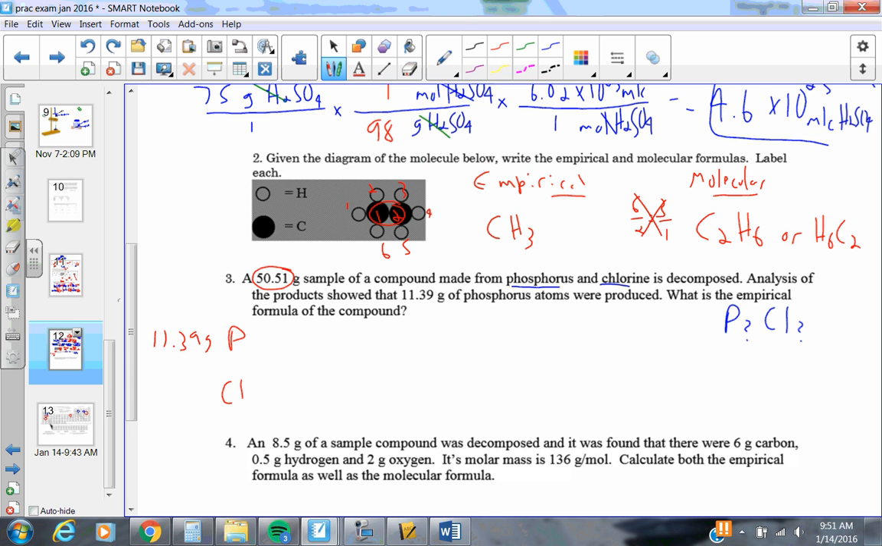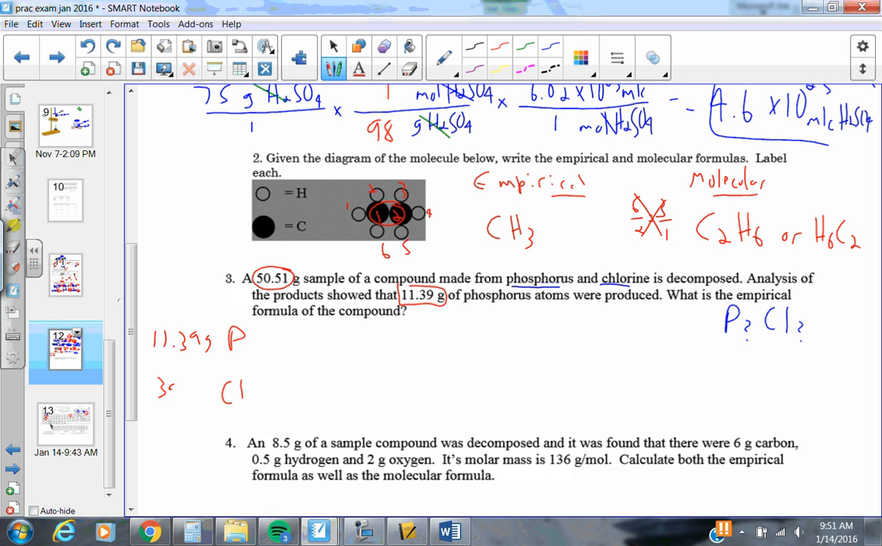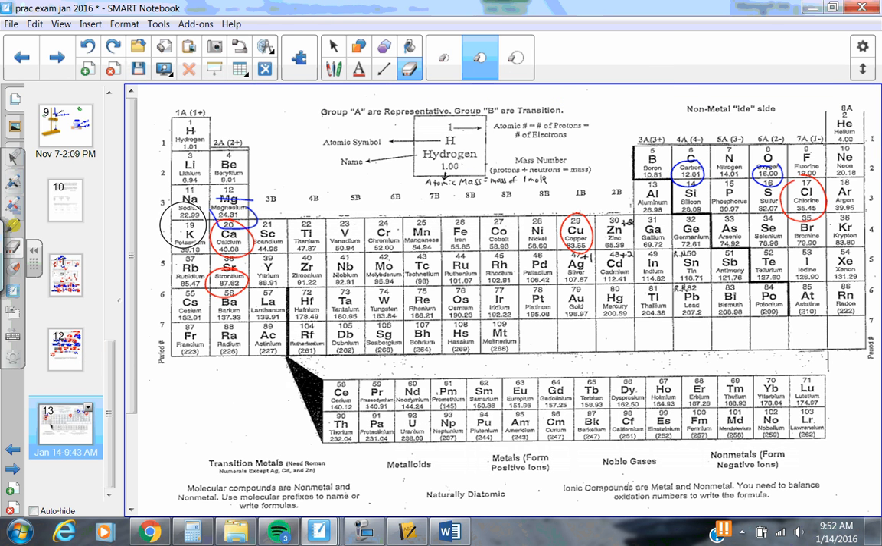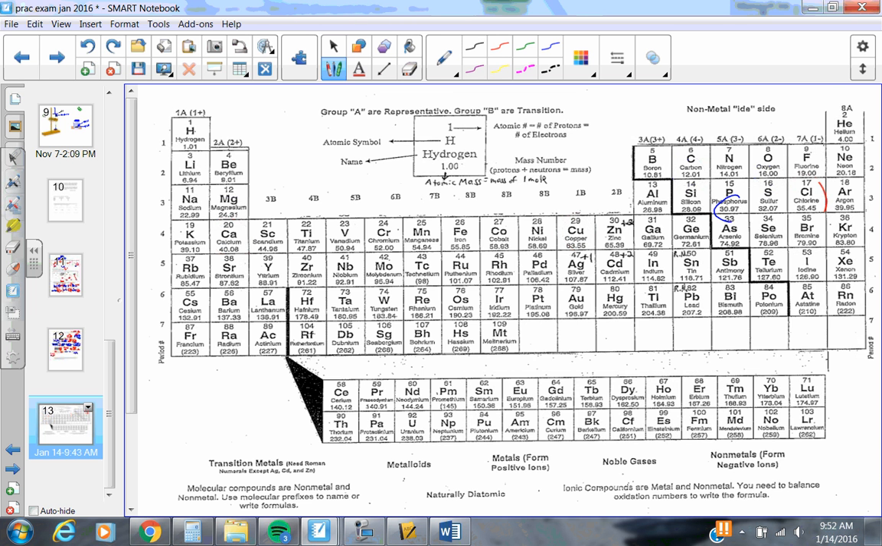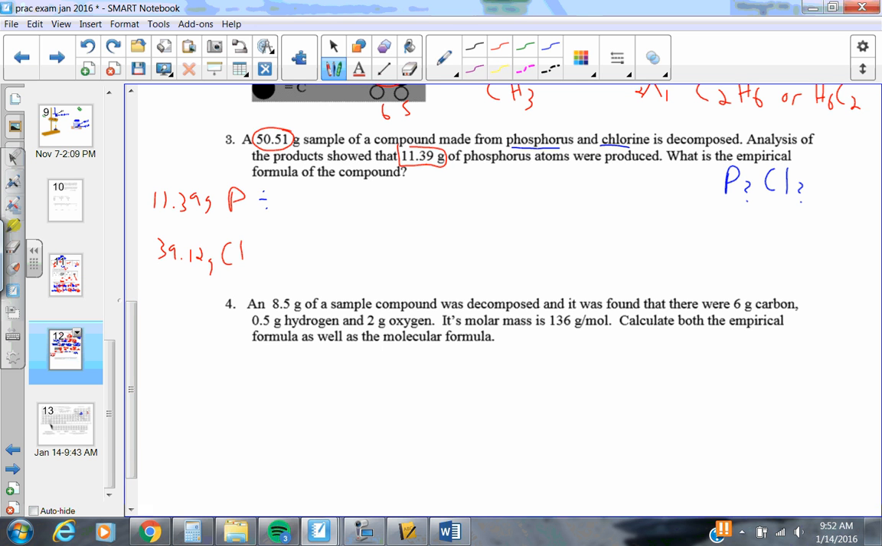If the whole sample weighs this, but only this much is phosphorus, I'll have to subtract 50.51 minus 11.39 to get 39.12 grams of chlorine. Next thing is dividing by its molar mass. How much does a mole of phosphorus weigh? Phosphorus is over here at about 31. Divided by 31. How much does a mole of chlorine weigh? 35.5 grams.